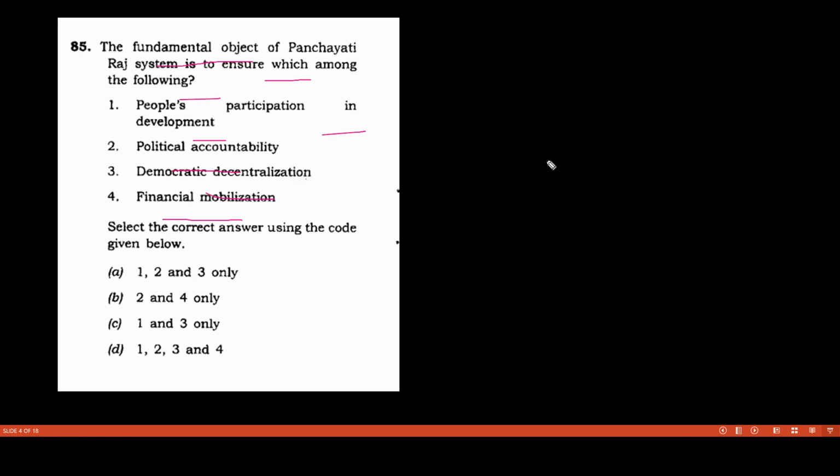Financial mobilization does happen when the Panchayati Raj system is there, but it is said that the fundamental object of the Panchayati Raj system. So, what is the fundamental object of the Panchayati Raj system? It is democratic decentralization, all right, and it is people participation in development. So, you get 1 and 3 as the answer. Otherwise, if you are reading this question very loosely, you may mark 1, 2, 3, 4. All right, so don't commit this mistake. So if you are using your pen, your pencil, then you would definitely underline fundamental objective, and you will remember this keyword while you are answering in the examination. All right, so let's move on.